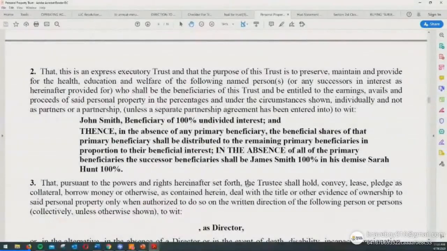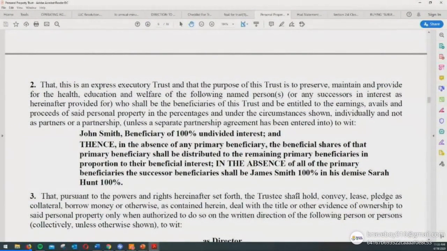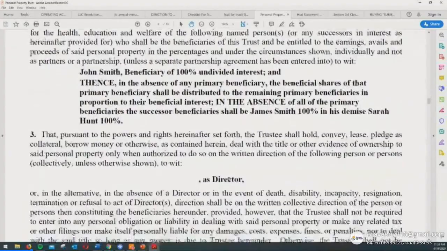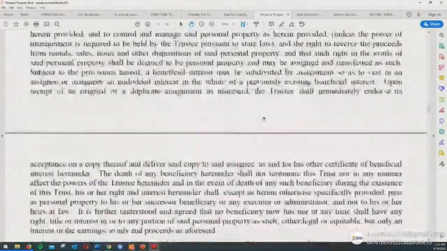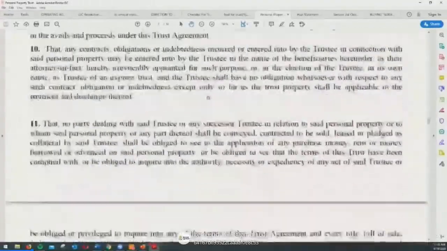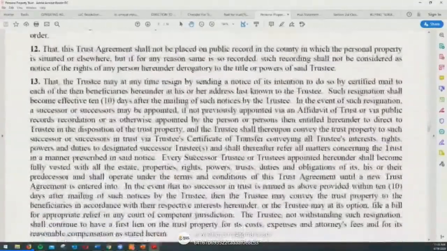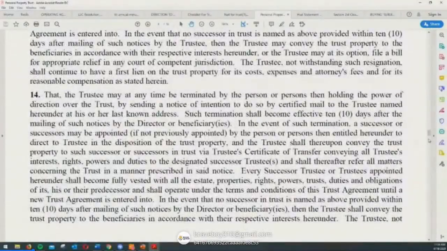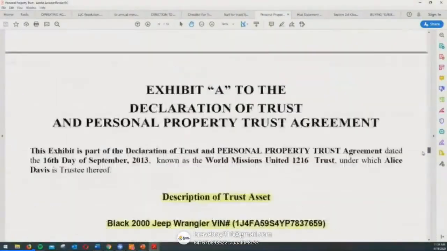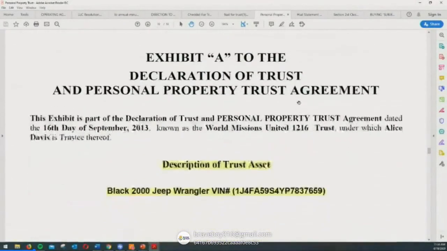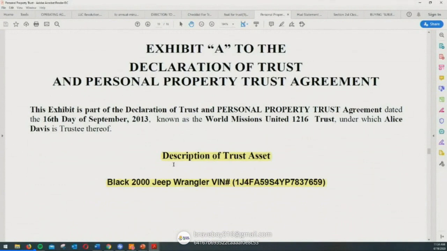Now, it's going to name everything we said. John Smith is a beneficiary 100%. And if something happens to him, it names the successor beneficiaries. You can see their names. James Smith and Sarah Hunt. Now, the tricky part, guys, if you're putting your automobile in trust, then what you're going to have, I'm going to go through the rest of the documents. Here goes your Exhibit A to your trust document. It tells you what the trust asset is. It says it's a black 2000 Jeep Wrangler and the VIN number.